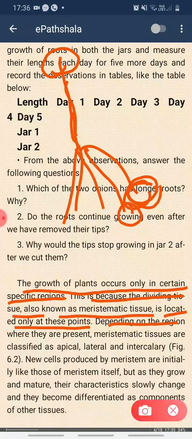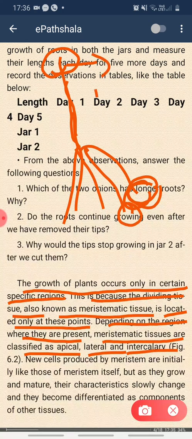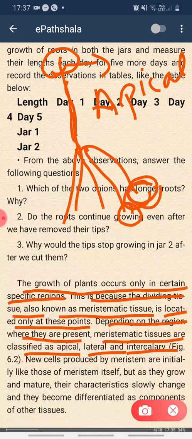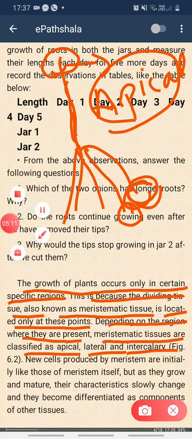Depending on the region where they are present, meristematic tissues are classified as apical, lateral and intercalary. Now you can observe that roots are growing and obviously the shoot also grows, so we call them the apical, because they are present at the apex. It can be at the shoot, or it can be the root tip also. So these type of cells, which are present at the tip of the root or the shoot, we call apical meristem. The word is apical meristem.